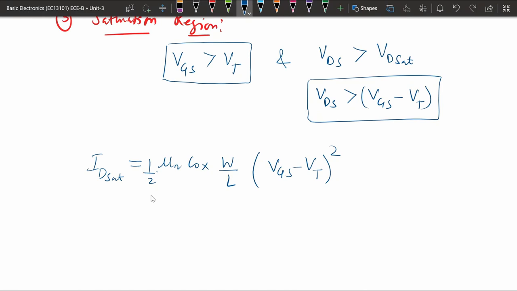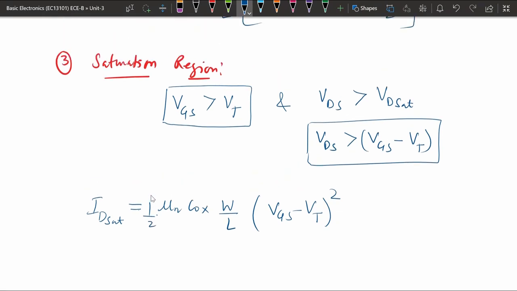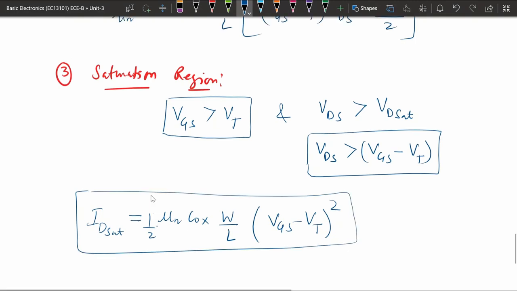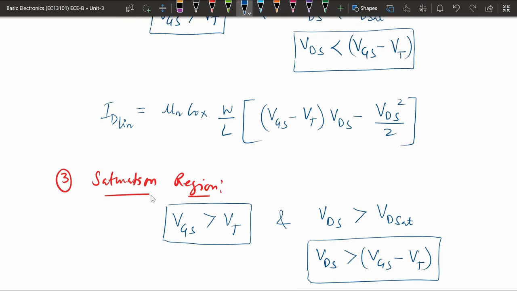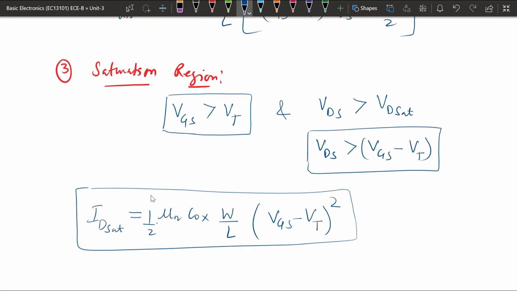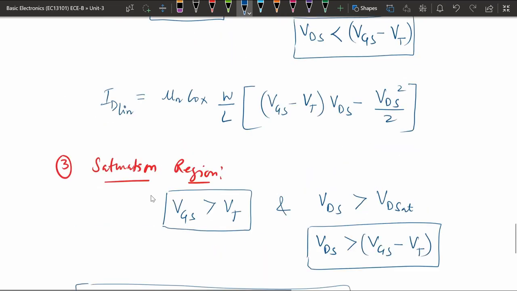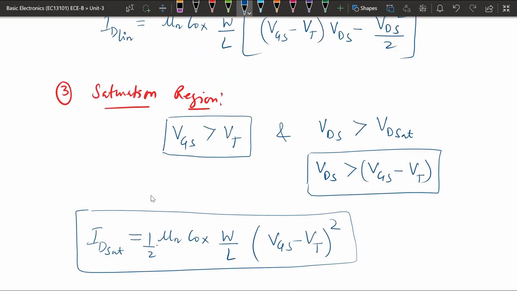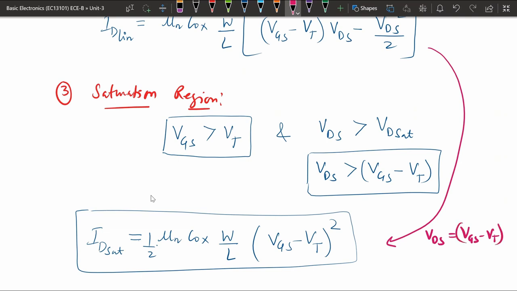So from where has this equation come? By putting VDS equals VGS minus VT in the linear equation, we will get this expression. If we put VDS equals VGS minus VT in this equation, then we can get the expression for saturation.